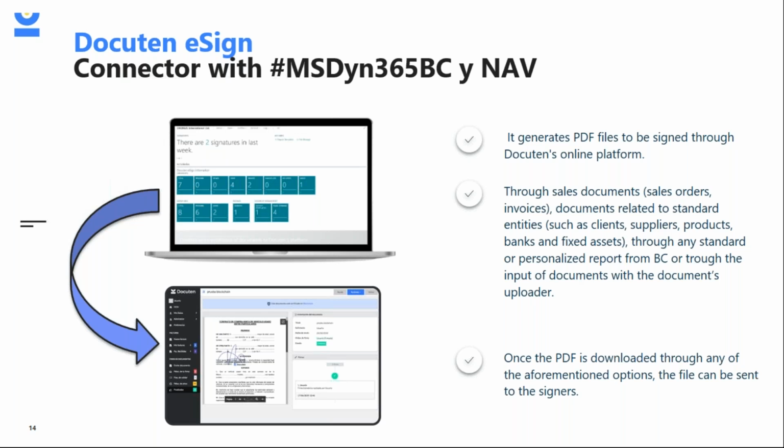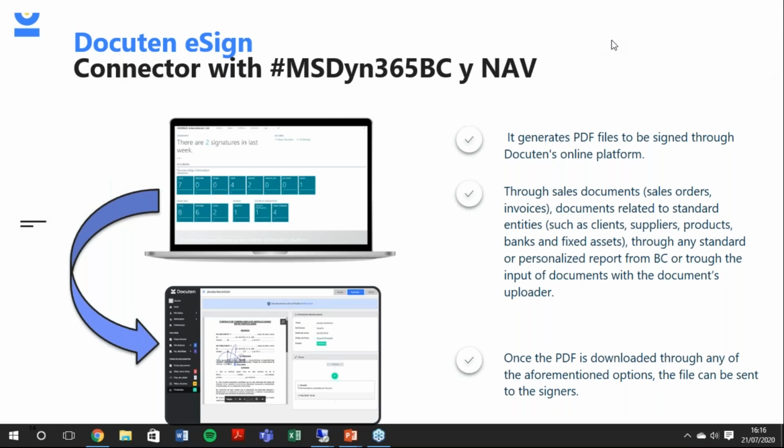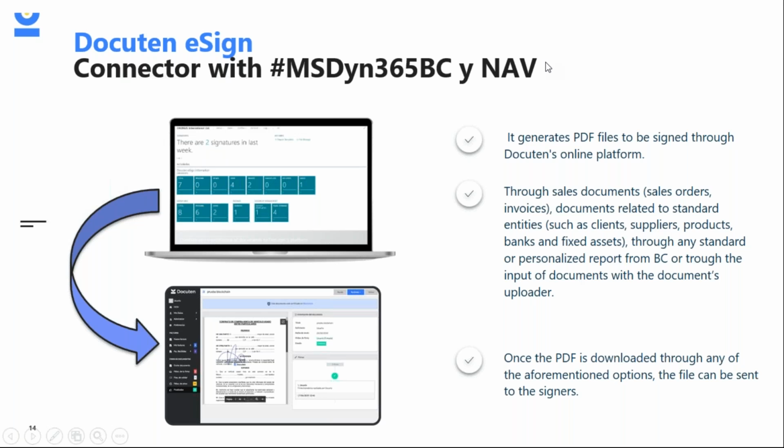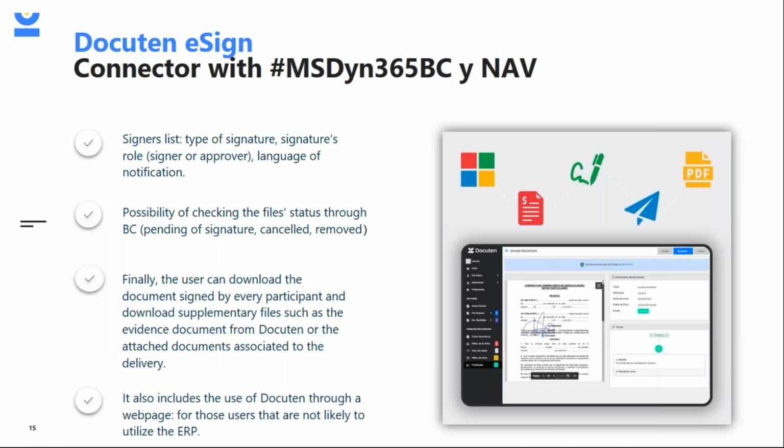And also you get the chance to introduce some attachment in the standard entities, which are clients, suppliers, products, banks, and fixed assets. Or, as I said, you can just upload any beforehand created document, to use it to send to the final recipients. So once the PDF is created, you will be able to send it to the signers.